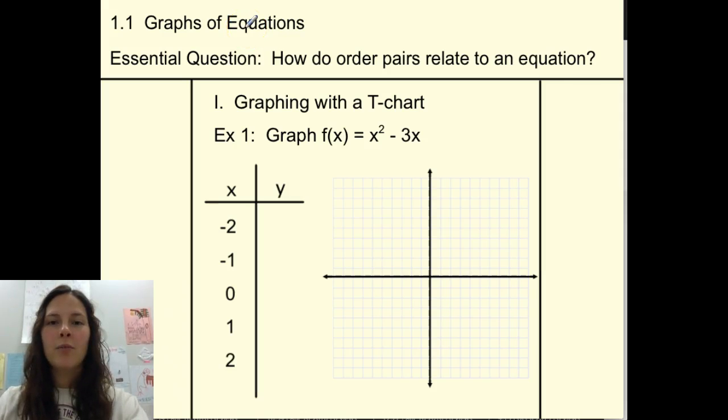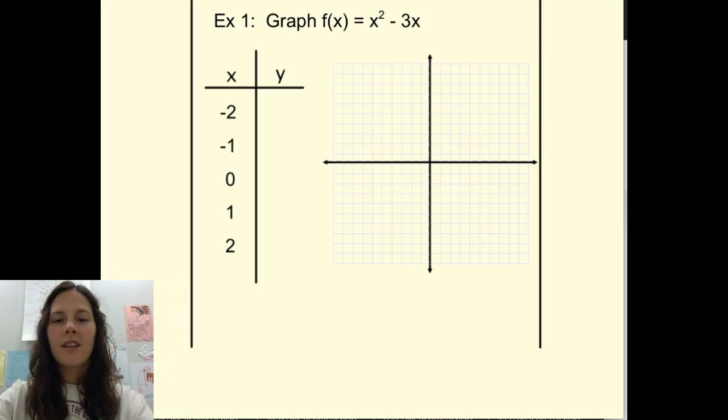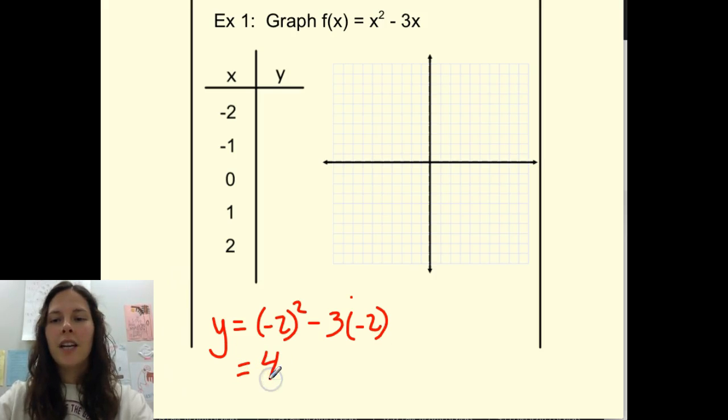Graphing from a t-chart, what you want to do is pick about 5 points to substitute into the equation to get your y value, and then we'll plot those as ordered pairs. Starting off by substituting -2 into the function, we will square it. Be sure that you use parentheses, especially with those negative values. Because of order of operations, we need to square the negative. -3 times -2 is a +6, so our y value at -2 is 10.